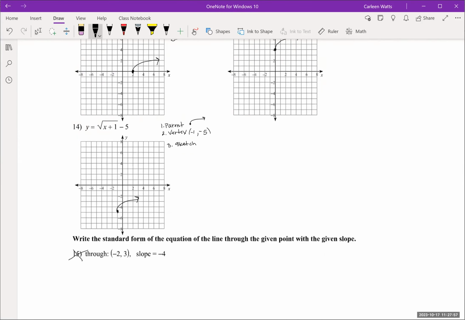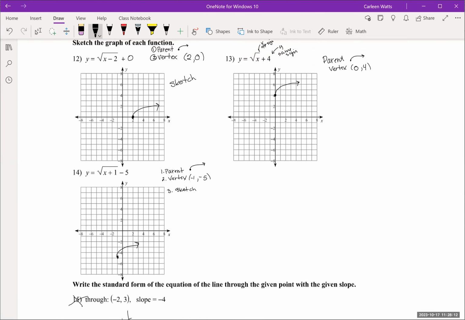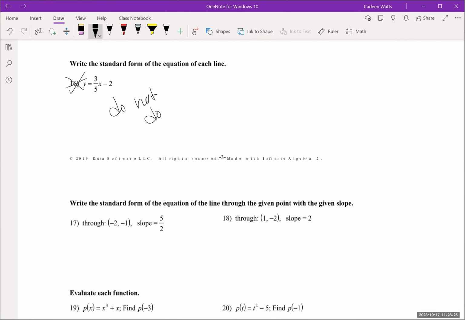Okay, number 15, do not do. I'm kind of worried that not everyone knows how to do these, but we don't have time today. And I don't think we did them. Sketch 12, 13, and 14. We're just doing parent graph, vertex, sketch. Yeah, we did those. Okay, we're not doing these.